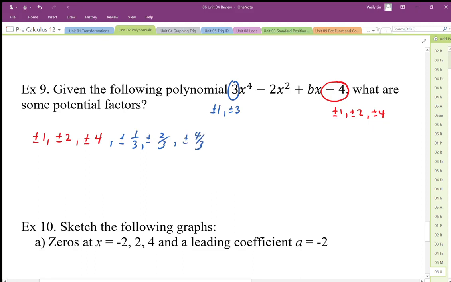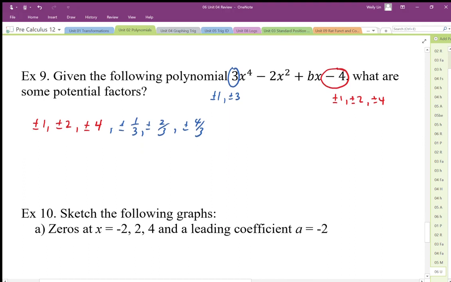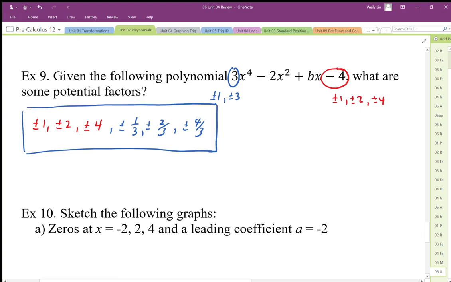So this is our rational root theorem and our factor theorem. These ones give us our integer ones, and dividing by the leading coefficient gives us our rational factors. So these are what we would consider potential factors. These are not the factors, but the ones we would test.